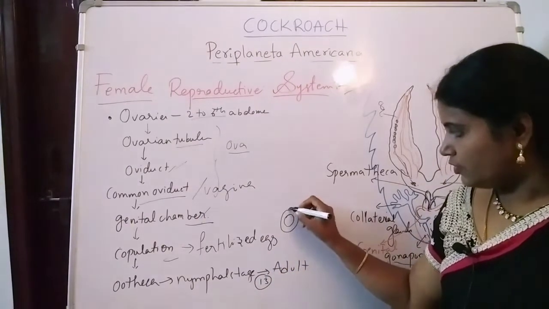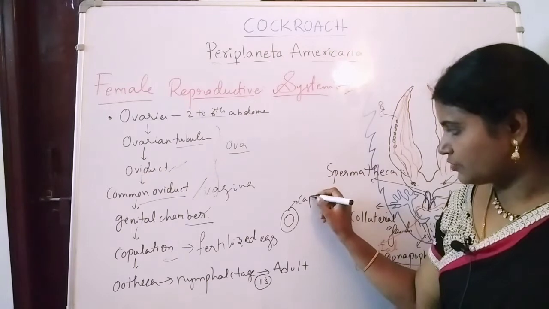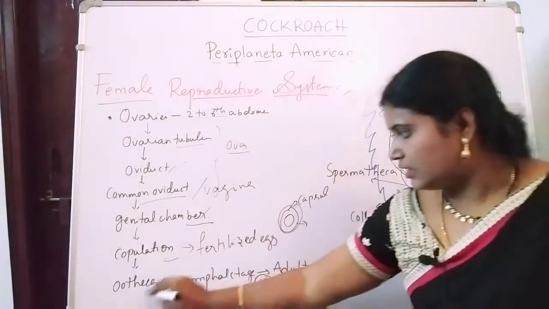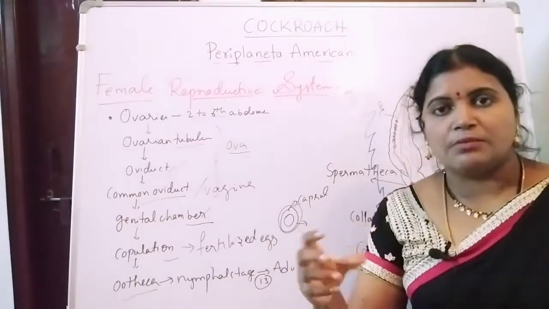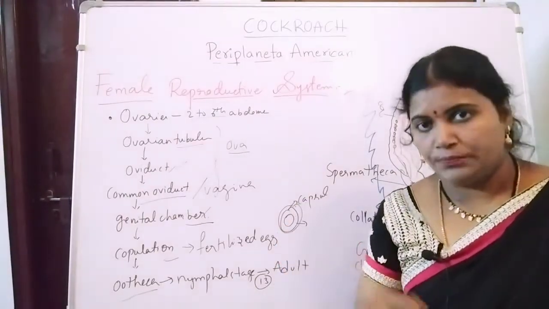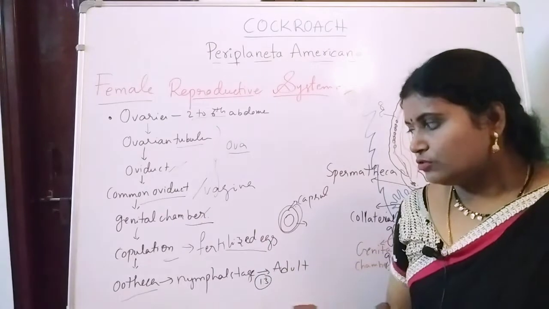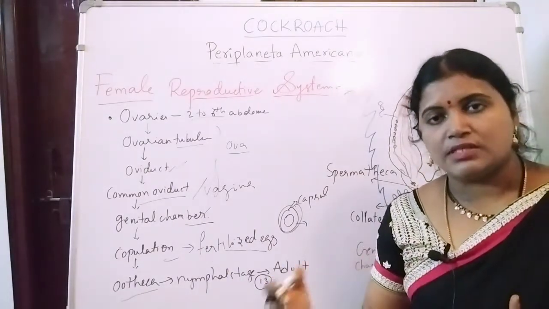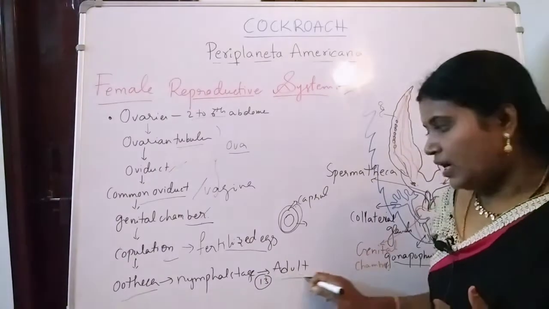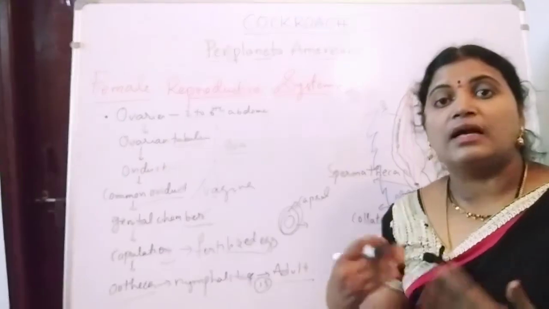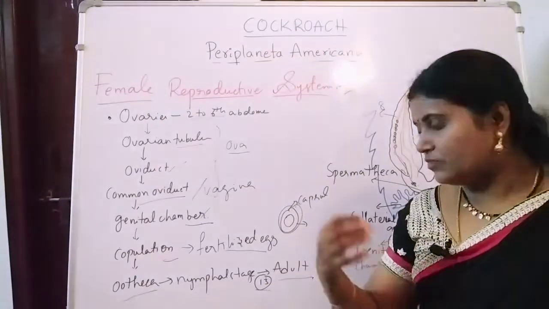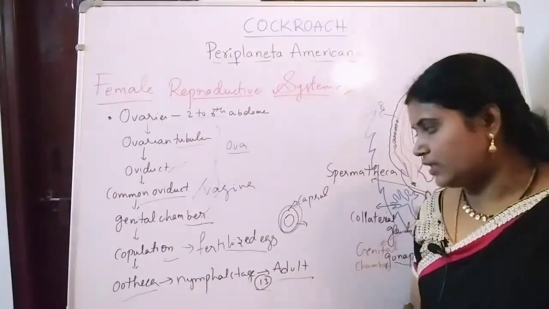Fertilized eggs are covered by capsule-like structures. Together this is known as the ootheca. Ootheca means a sac-like structure covering the ovum, the fertilized egg. The oothecae undergo development into nymphal stages, and then the nymphal stage is converted into the adult stage by 13 molting stages.